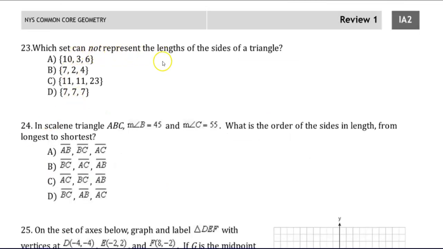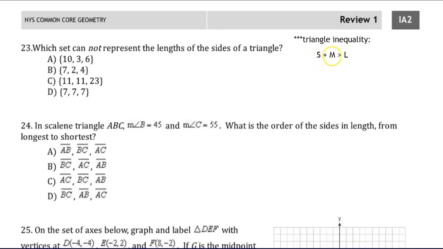All right, moving on to the next page here. Which set cannot represent the lengths of the sides of a triangle? We have 3 different lengths in each set, and we have to figure out which one is not a good triangle. Now, if you'll recall, the triangle inequality tells us that the small side plus the medium side of any triangle has to be bigger than the larger side. The reason is because if I make a triangle where the small side plus the medium side is equal to the larger side of the triangle, that's not a triangle, that's just a straight line.